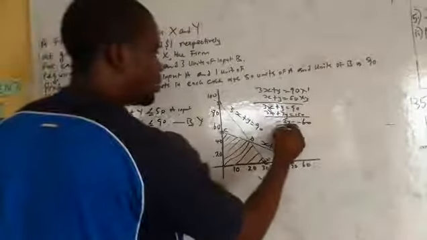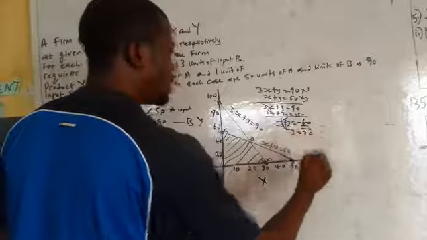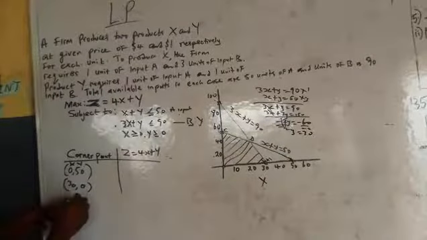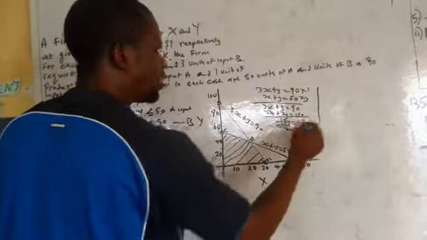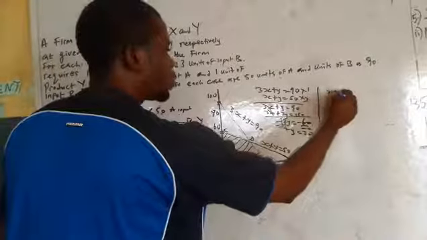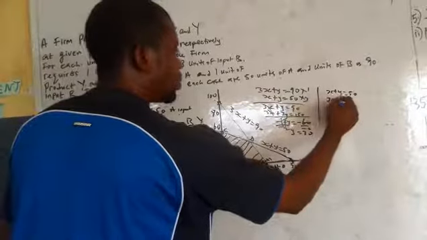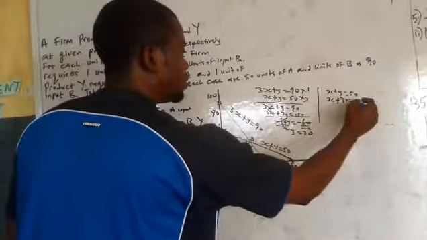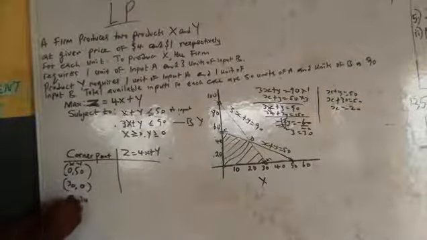Yes, that will give me minus 2y equals minus 60. So the y will be 30. Then my x. Since I know my y, I can say x plus y equals 50. Then x plus 30 equals 50. X equals 20. So my x will be 20.